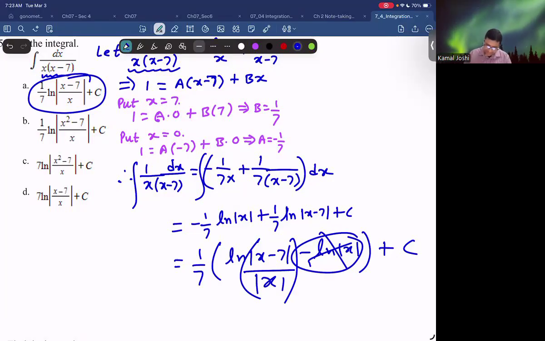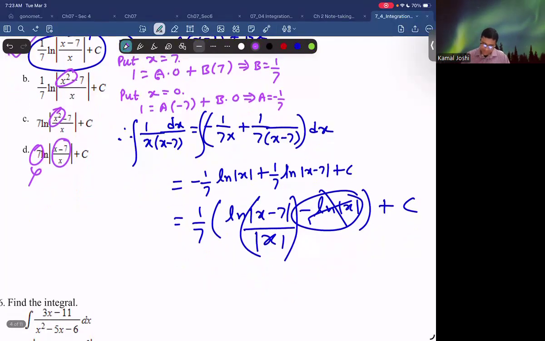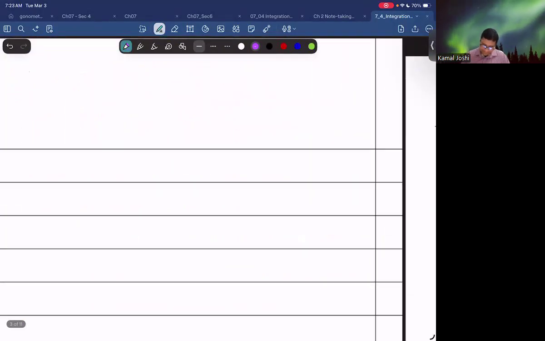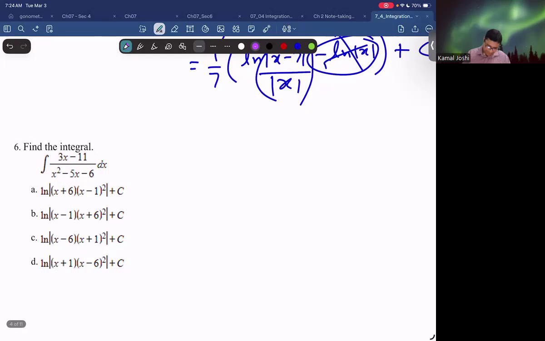Okay, and 1 over 7, right? The fourth answer also has that, but the coefficient is not correct. It's not 7, it's 1 over 7. The first option is correct. In the middle ones, the expression is not correct. It's not x square. Okay. All right, that was one problem.